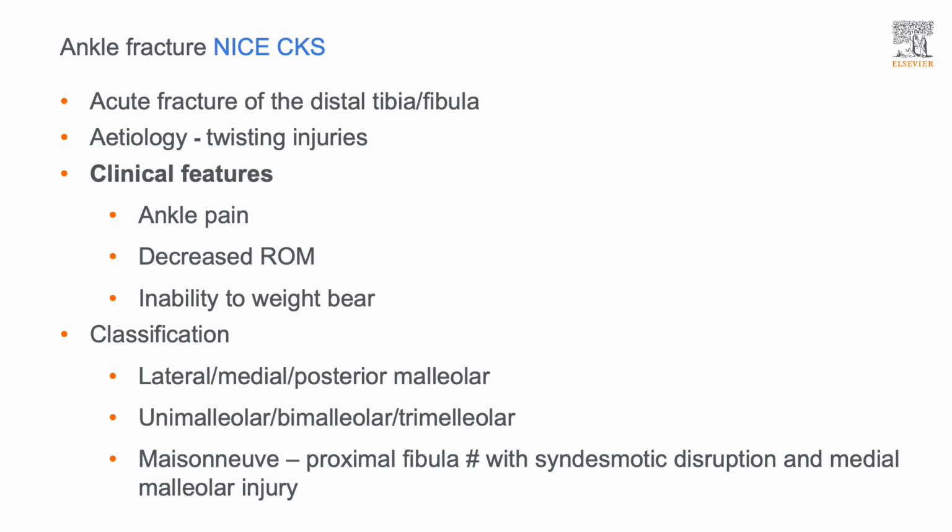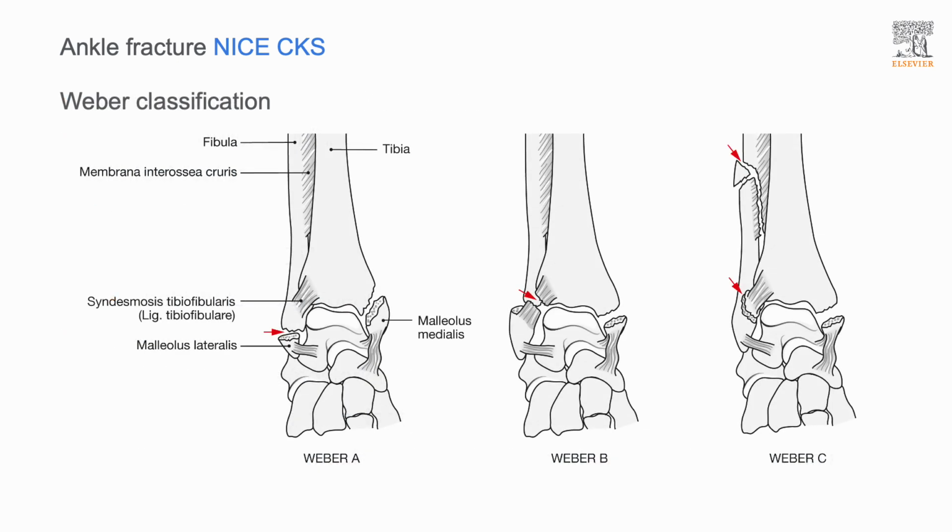A Mason nerve fracture is a specific type of ankle fracture describing a proximal fibular fracture with syndesmotic disruption and medial malleolar injury. Lateral ankle fractures can be further classified using the Weber classification system, where Weber A describes a fracture below the level of syndesmosis, Weber B describes a fracture at the level of syndesmosis, and Weber C describing a fracture above the level of the syndesmosis.